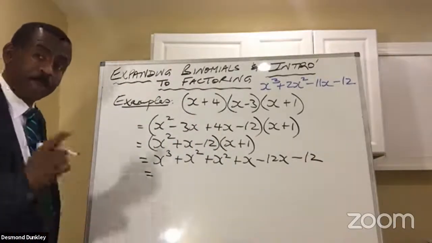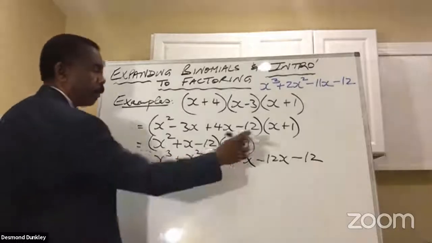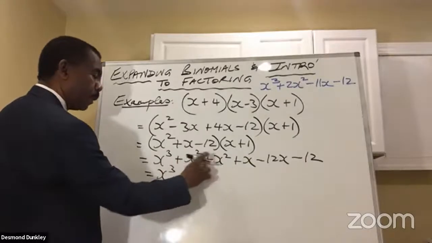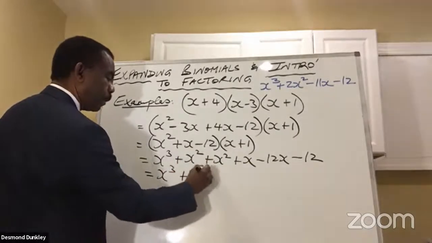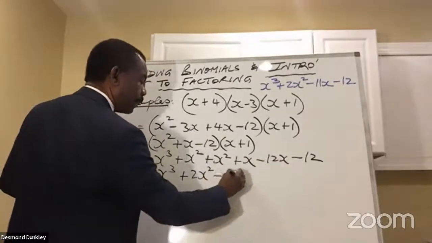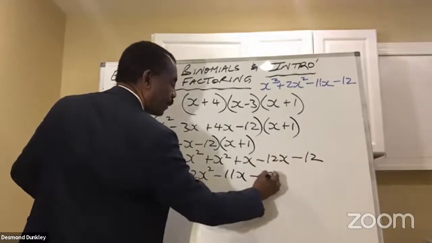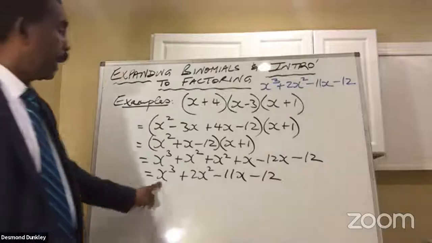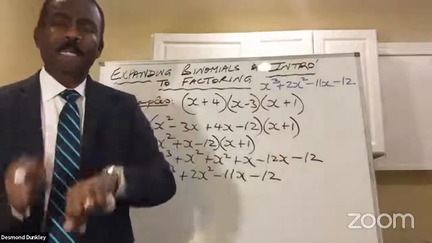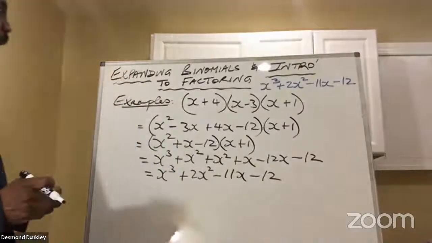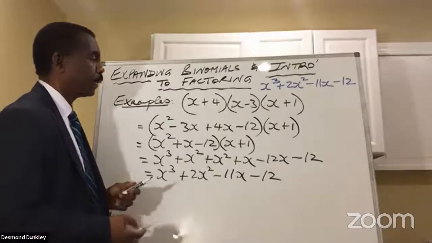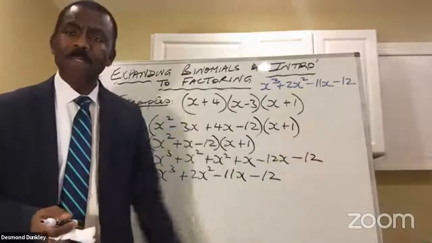Combine like terms, if possible. x cubed, no match, so it's x cubed. x squared plus x squared, 2x squared. x minus 12x, minus 11x. And minus 12, minus 12. Is that the same result? x cubed, 2x squared, negative 11x, negative 12. Same result. Perfect.